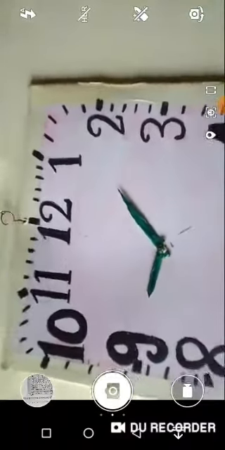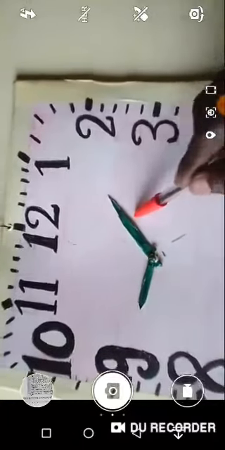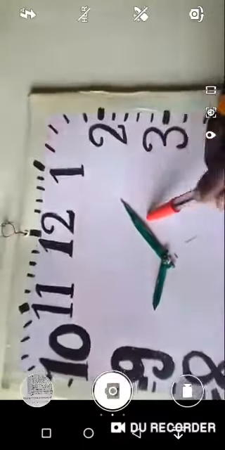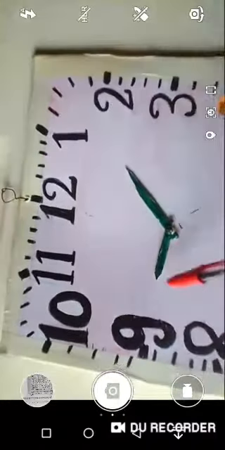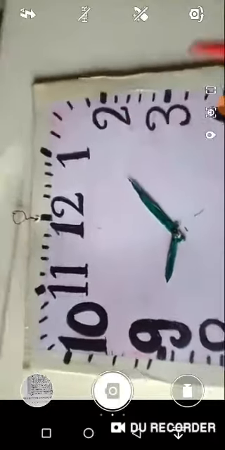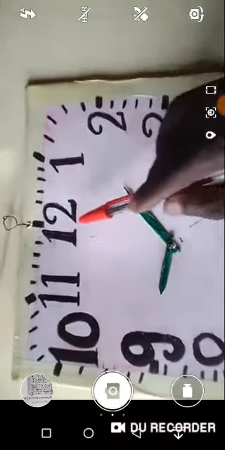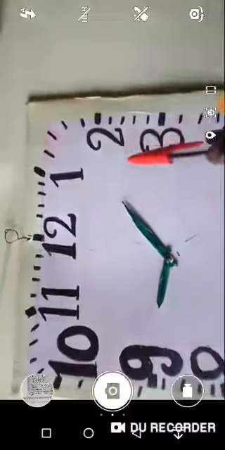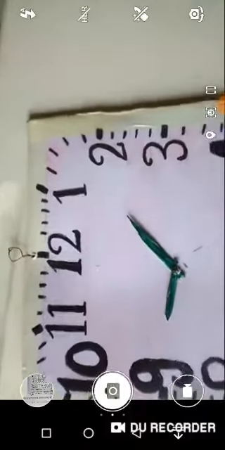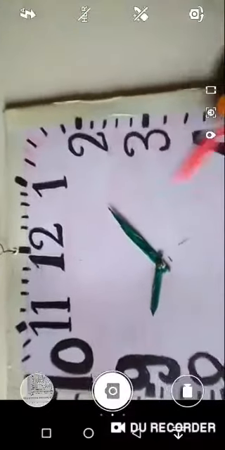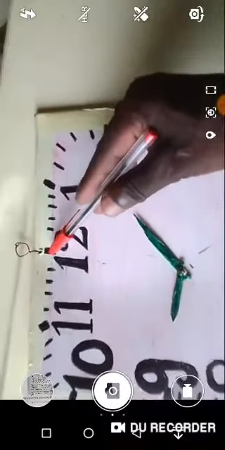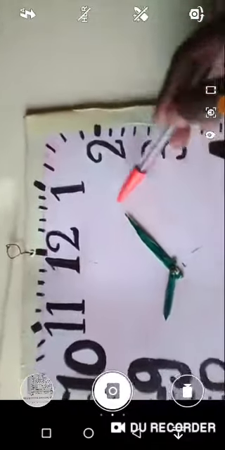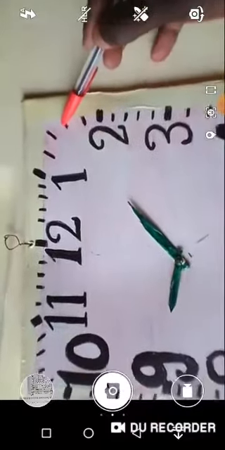I said, the long arm, or the long needle, is for minutes. This one is for hours. If this one is not at 12 exactly, then that time is not o'clock. We just count the minutes. We count how many minutes there are from 12 here to where it is pointing.